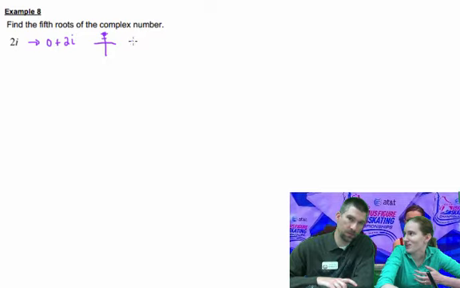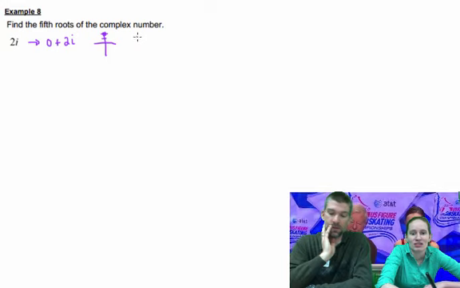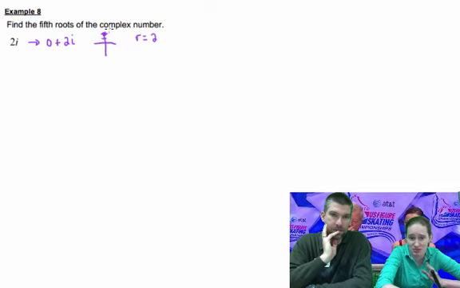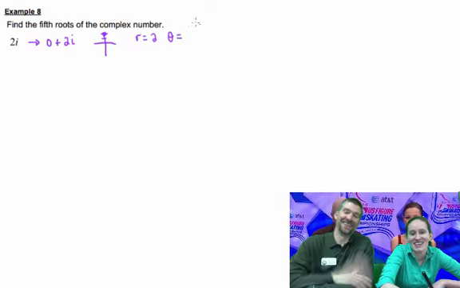90 degrees, or pi over 2. So r is 2, because that's how far it is from 0. You can do the Pythagorean theorem on it, and it'll still tell you it's 2. Theta is pi over 2.